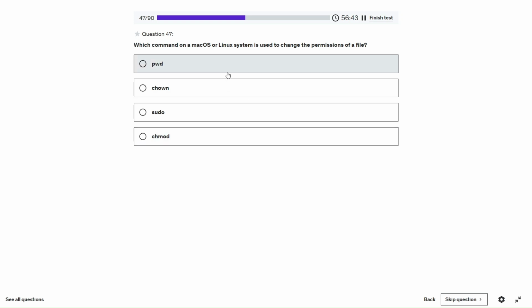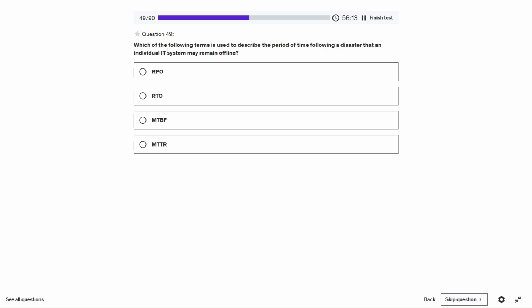Which command on Mac OS and Linux systems is used to change the permission of a file? So whenever you are changing the permission, the command used is change mode. Change owner is used to change the owner of the file, whereas change mode is used to change the permissions. Which of the following must be combined with the threat to create a risk? So to create a risk, you need to connect a threat with a vulnerability.